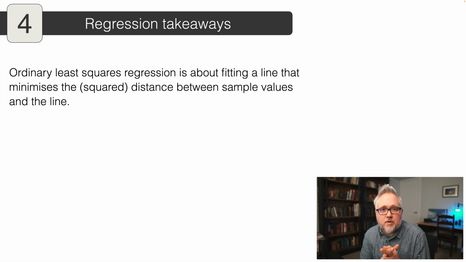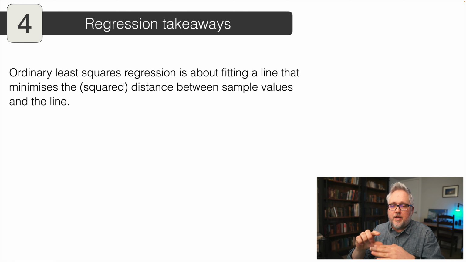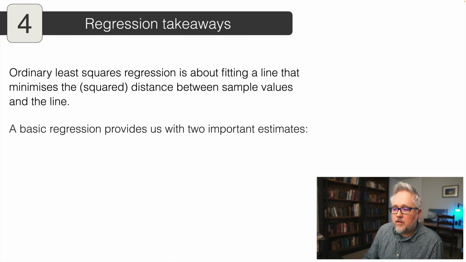First, ordinary least squares is about fitting a line that minimizes the squared distance between the sample values and the line. The reason why it's squared, I don't think I've mentioned this earlier, is because if you just fit a line and you didn't square the distances, the deviations above the line would be offset by the ones below it, and you'd end up getting a sum distance of 0. What you want to do is square the distance so that those two reach an absolute value.